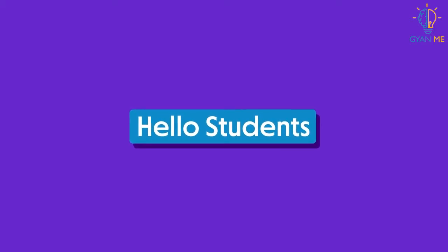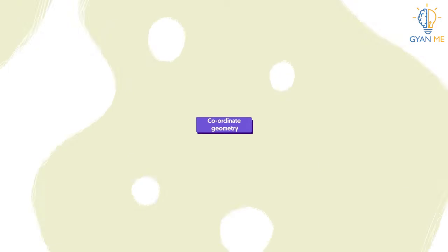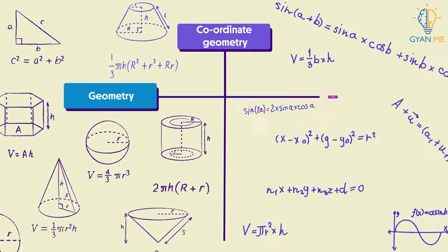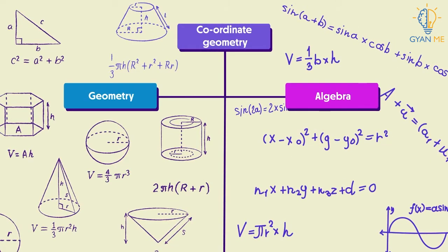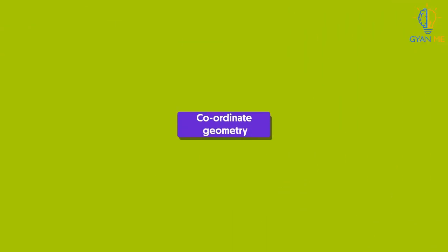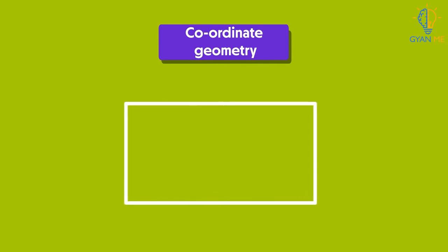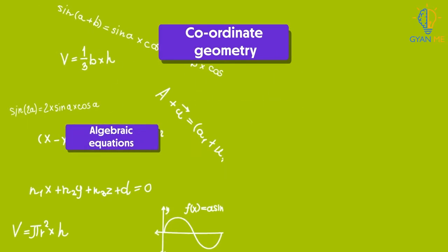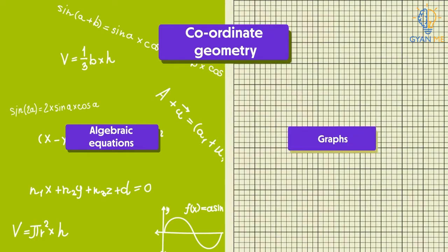Hello students! Today let us start with a new chapter called Coordinate Geometry. It is a branch of mathematics that describes the link between geometry and algebra. Under coordinate geometry, we study different geometrical shapes like square, rectangle, lines and curves using algebraic equations and graphs.